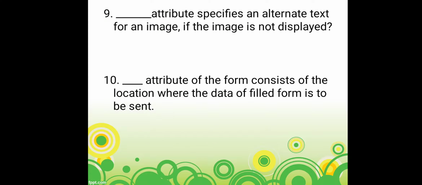So next, the ninth question was: dash attribute specifies an alternate text for an image if the image is not displayed. We just now discussed. If there is an image which is not displayed, the browser or the user should understand what is in that image. So you have to specify the text related to the image in the alt attribute.